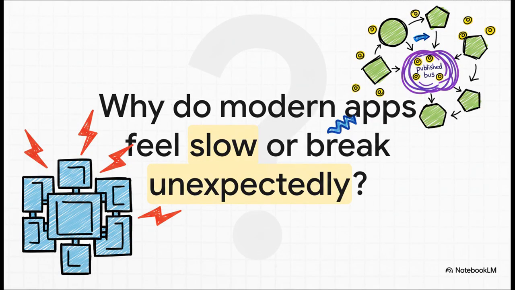We have all been there. You're trying to check out online, you finally hit that confirm button, and you get the spinning wheel of death. Or worse, the whole thing just freezes. It is so frustrating, right? So what is actually going on under the hood when this happens?